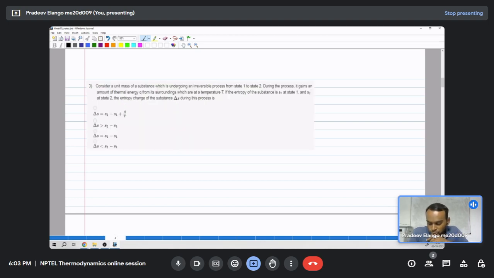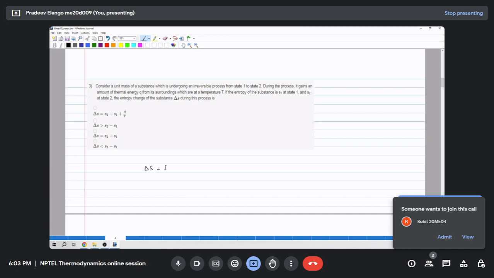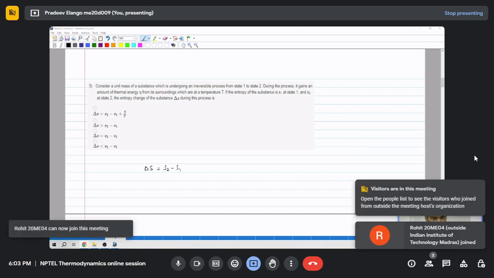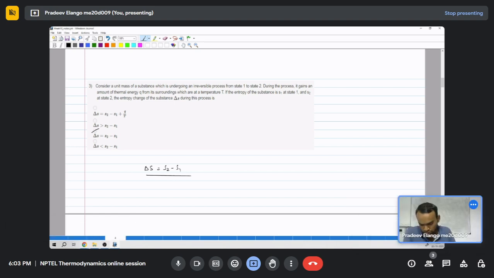The next problem: consider unit mass of a substance which is undergoing a reversible process from state 1 to state 2. During the process, it gains an amount of thermal energy Q from its surroundings, which are at a temperature T. If the entropy of the substance is S1 at state 1 and S2 at state 2, the entropy change of the substance delta S during this process is dash. So delta S is given by S2 minus S1. So option C is right.